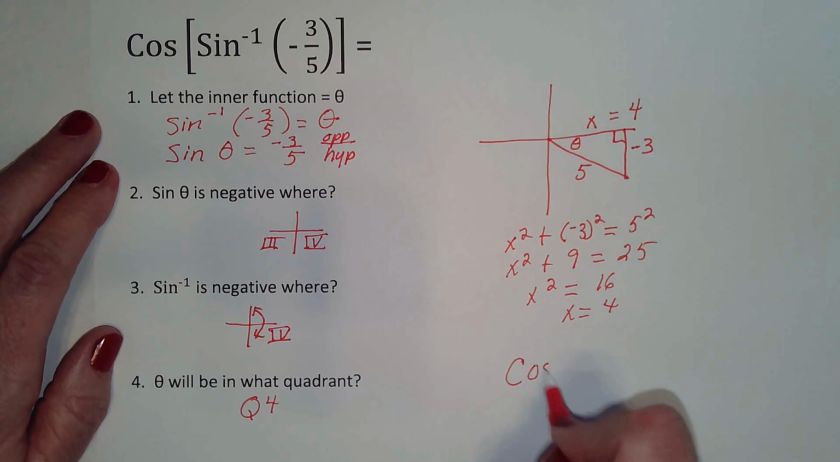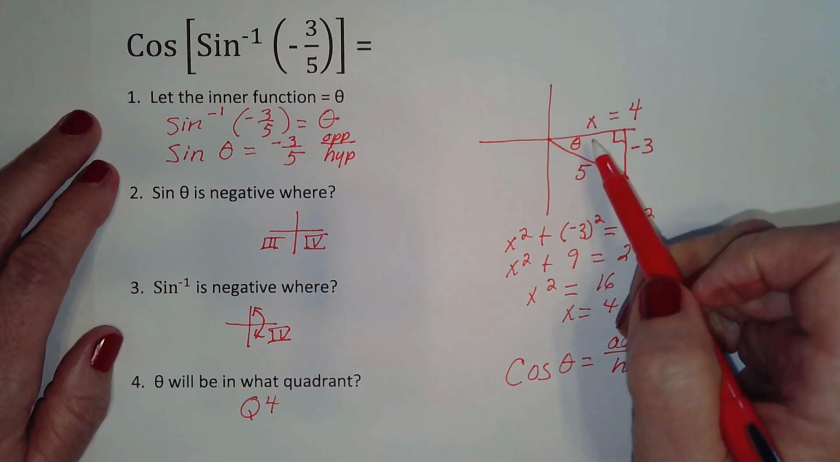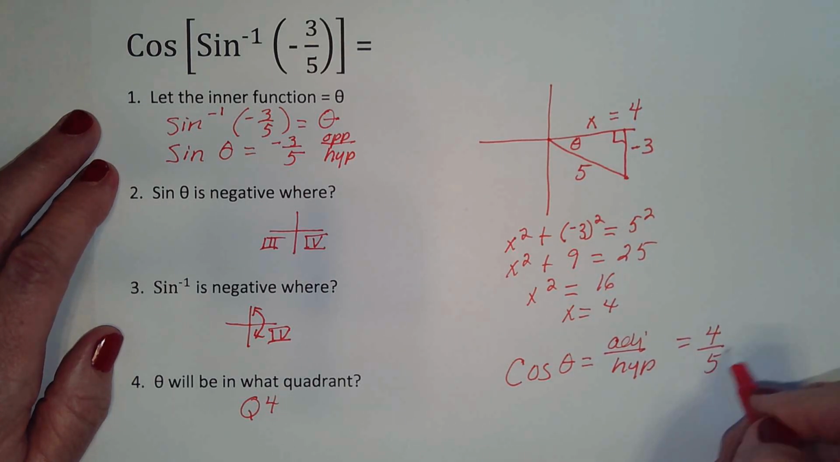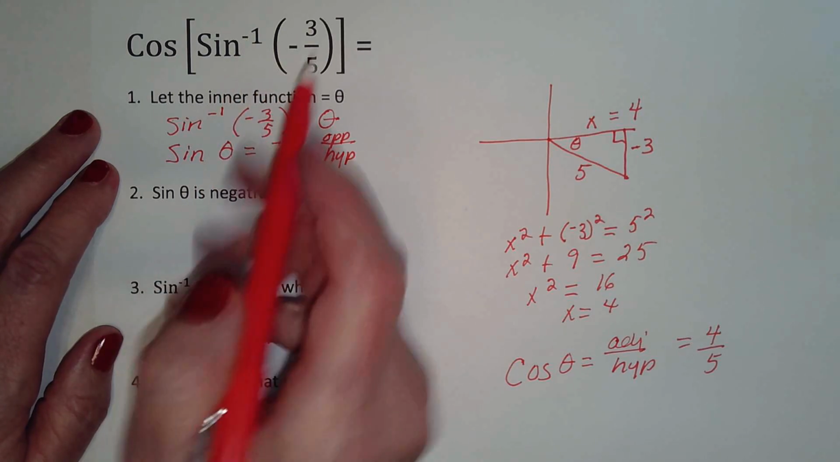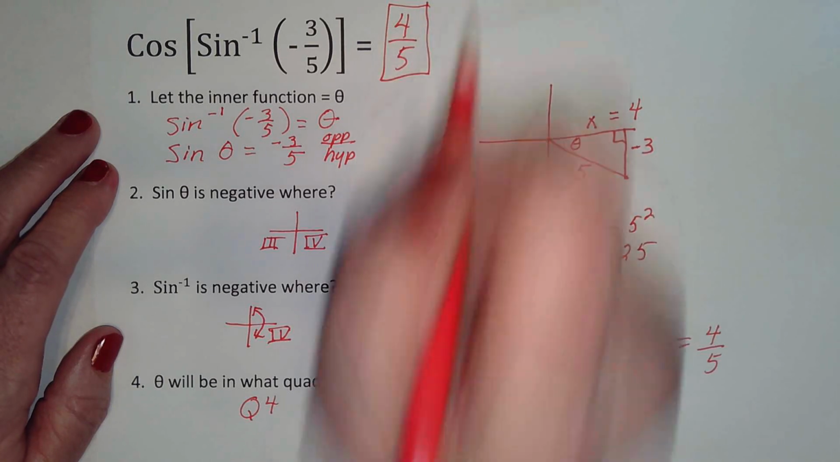Now, cosine theta is equal to adjacent over hypotenuse. In this case, adjacent is 4 over 5. So cosine of sine inverse of a negative 3/5 is equal to 4/5.